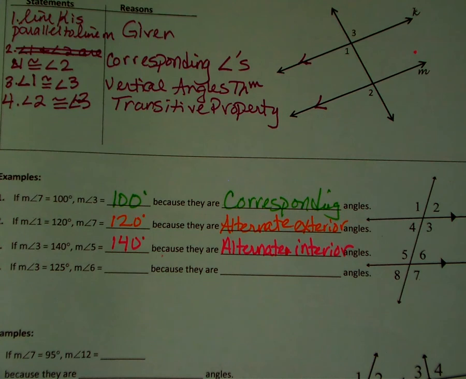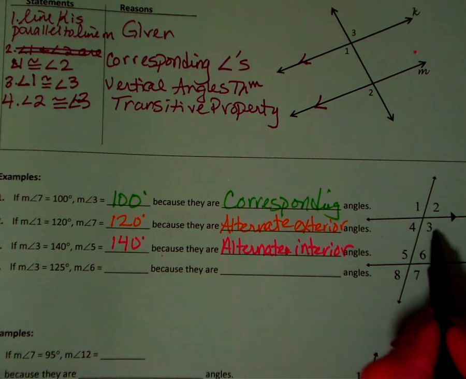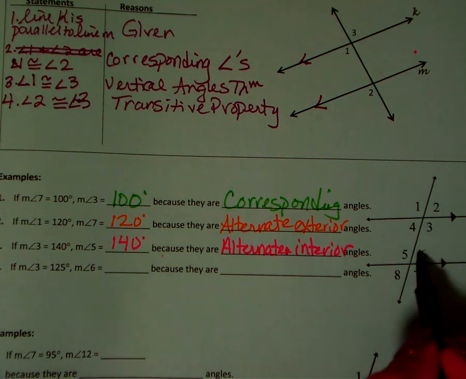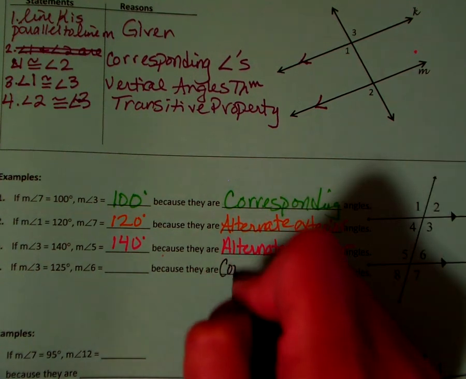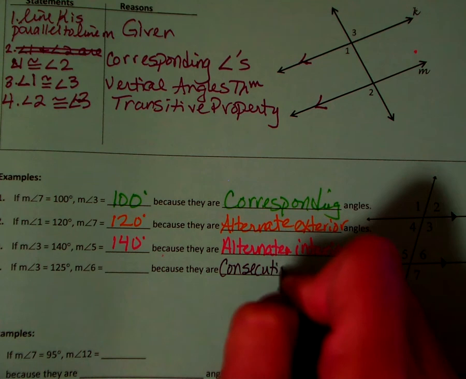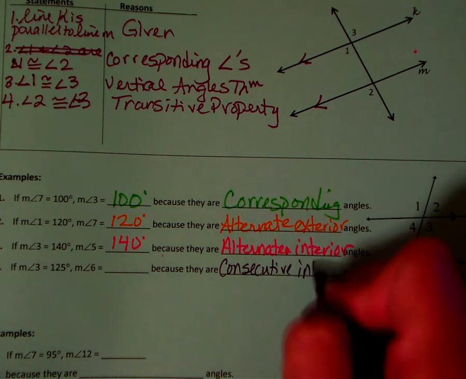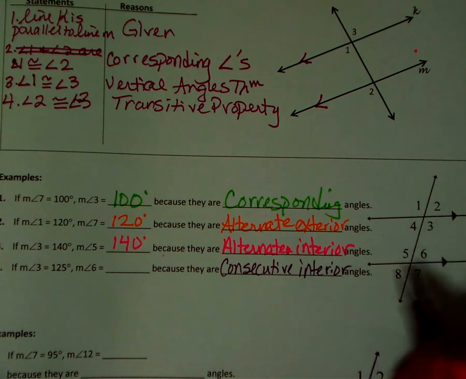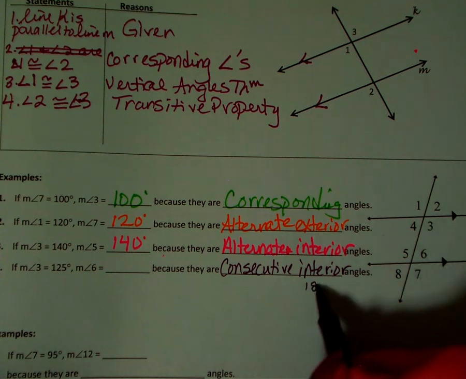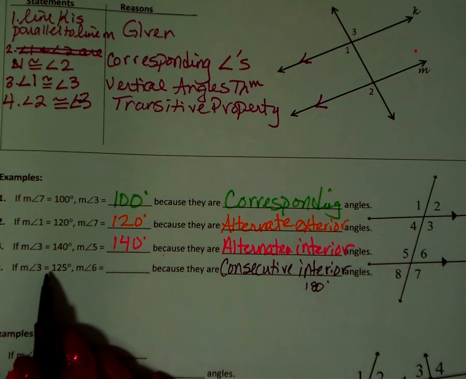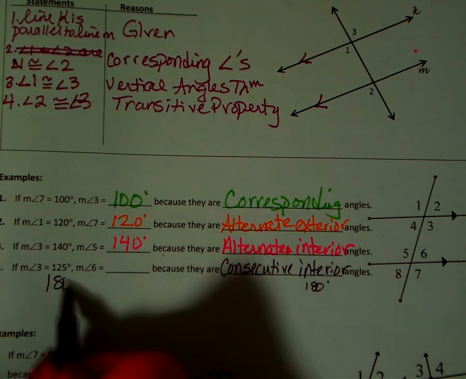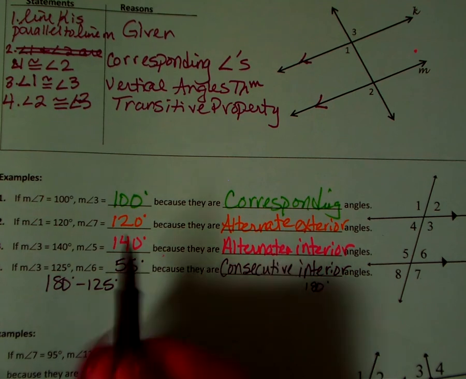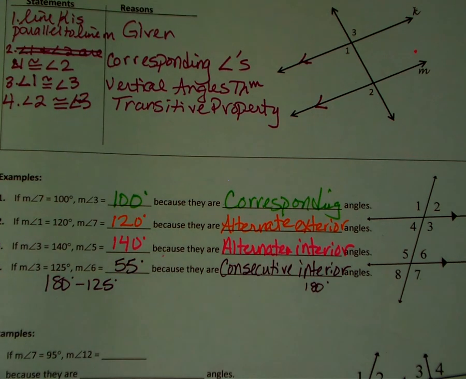Okay, and lastly, measure of angle 3 is given as 125. It's asking for measure of angle 6. Okay, and these are consecutive interior angles. And this is the one that's different. It's not congruent, but remember, consecutive interior angles equal 180 degrees. So if the measure of angle 3 is 125, gives us 55 degrees. Okay.